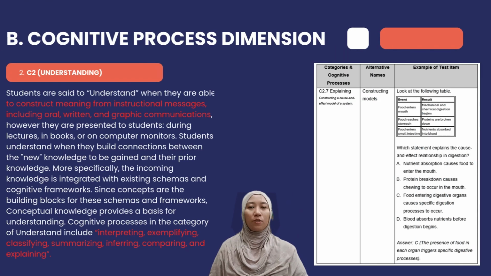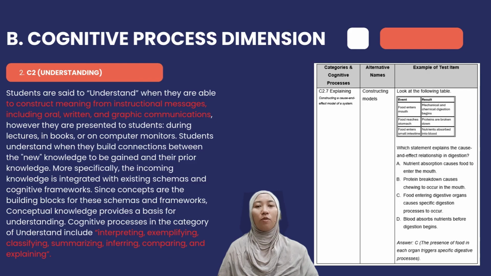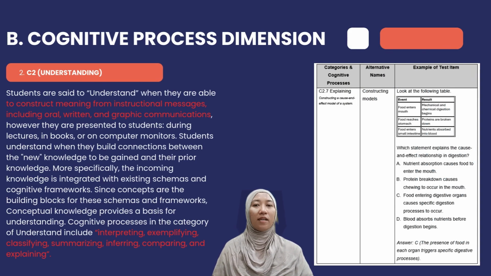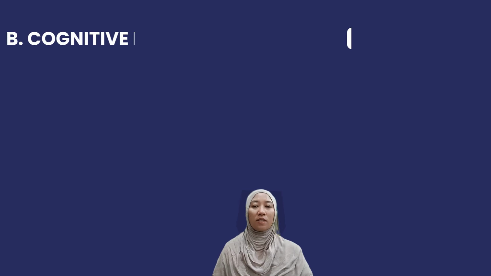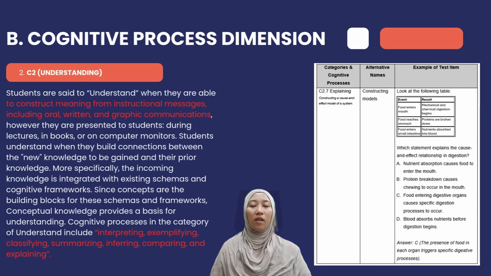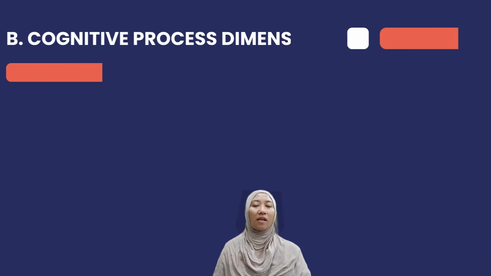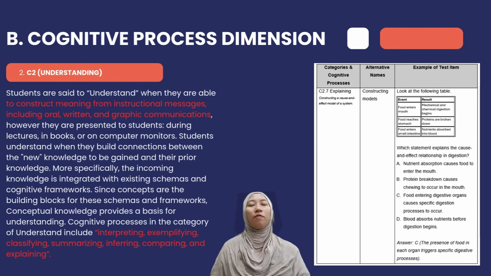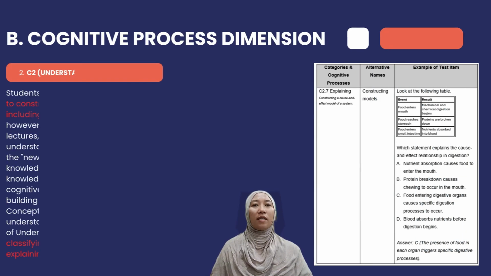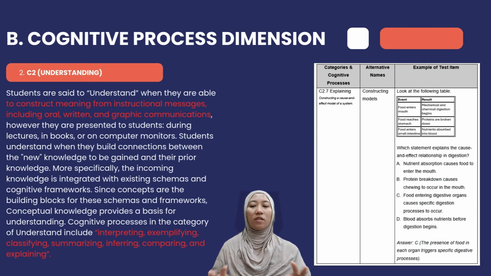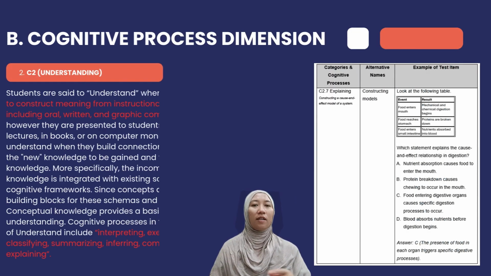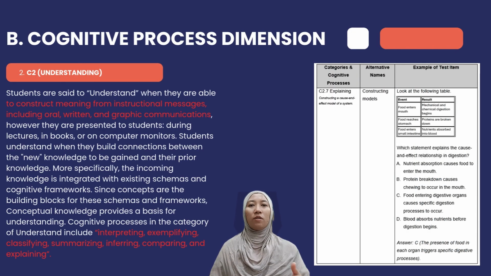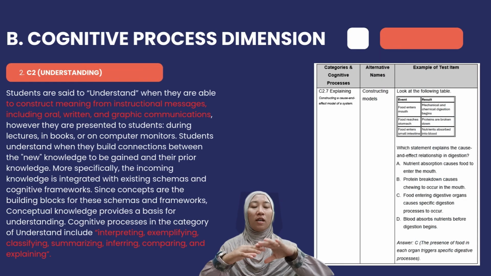Number 7 from C2, or understanding, is explaining. What is explaining? Explaining is constructing a cause and effect model of a system. We can use an alternative name, not only explaining but also constructing a model. This is an example for assessing explaining. The test item presents the data in a table, events and results, and the teacher asks students to identify what the event is and what the result is, and to find the cause and effect, so the correlations between cause and effect based on the data.